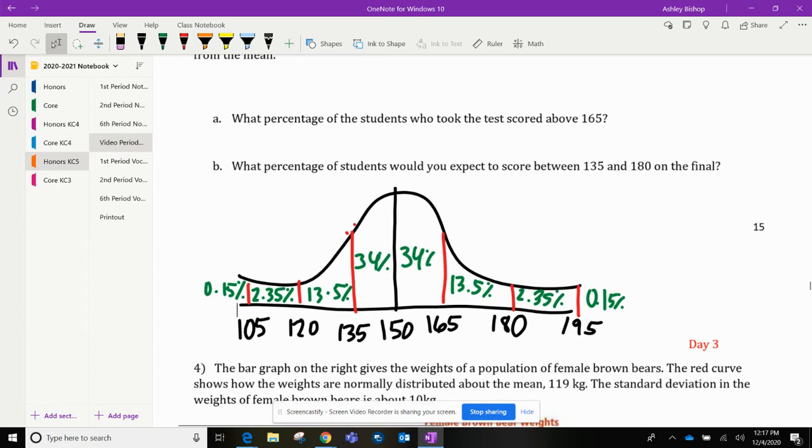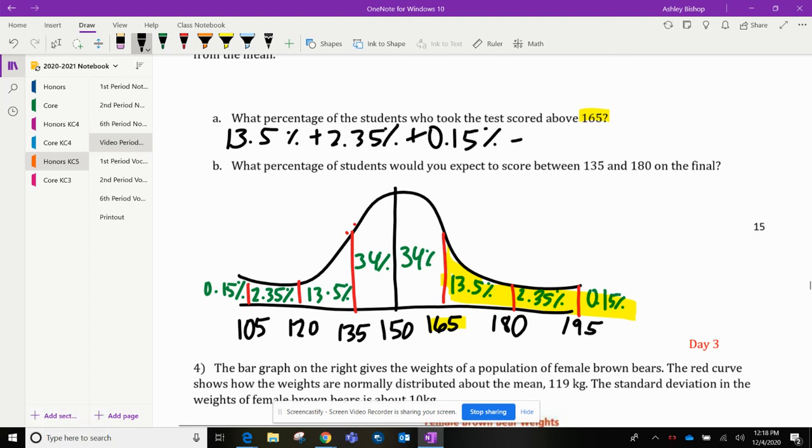Now I'm ready to answer my questions. What percent of students who took the test scored above a 165? Well, above a 165, first I know that I should have a 165 in my chart, and I do. So anything above a 165 would be all of these people here. So I can go ahead and add those together. I have 13.5% plus 2.35% plus 0.15%. And that, if you take the time, will be 16%.